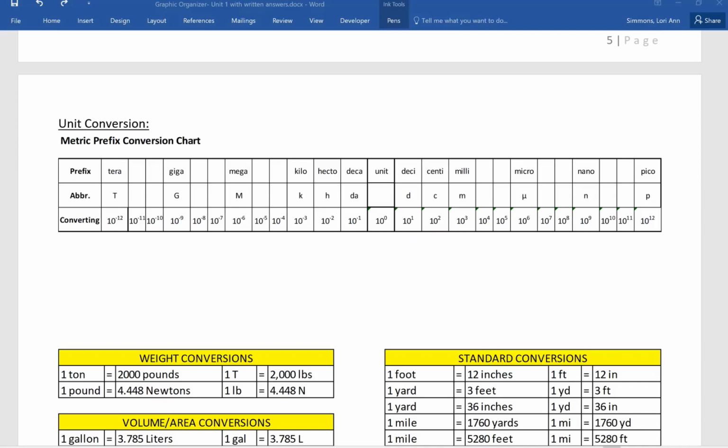This is the unit conversion lesson. Let's start with the metric conversion chart. Here we have the unit. So when we see a unit, we refer to the measure of either grams, meters, liters, etc.